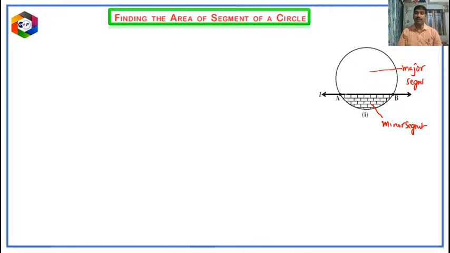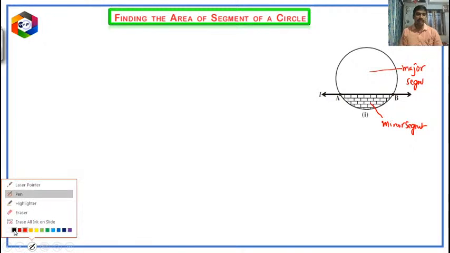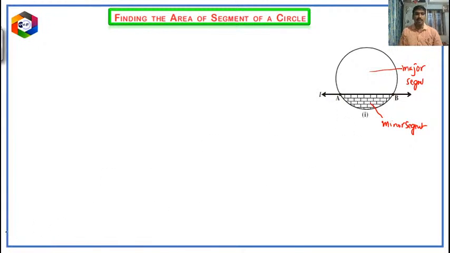Now how to find the area of this segment? By making use of the idea of the sector, it is possible to find the area of the segment. So to find this, let us draw the radii from the center to the end points here. This is the center of the circle, this is O, and these two are the radii. Observe these radii, from O to A the radius is there, and here O to B also.